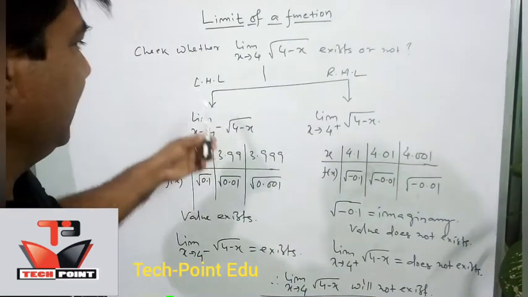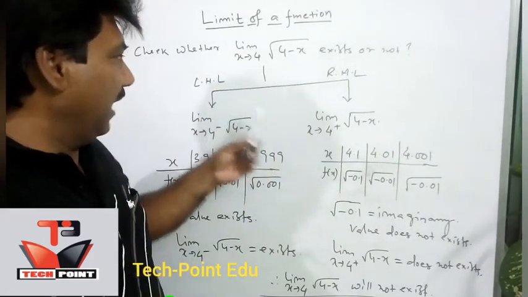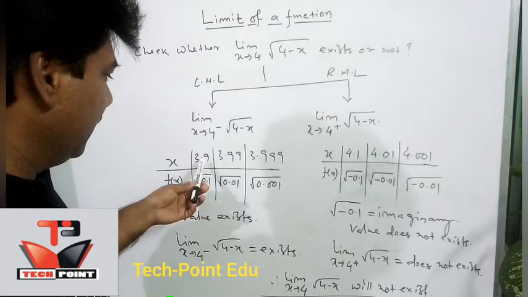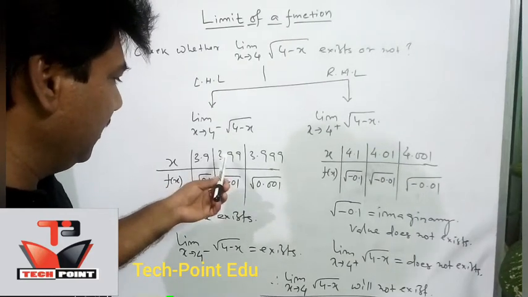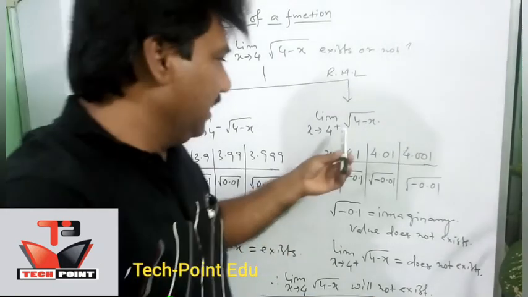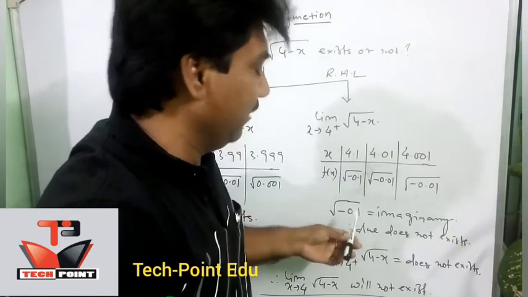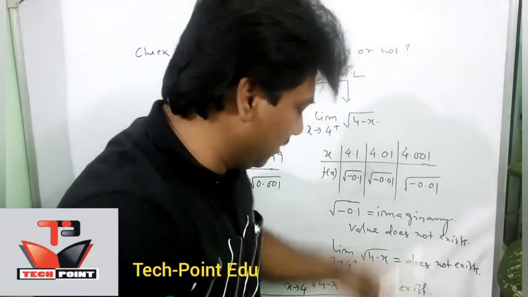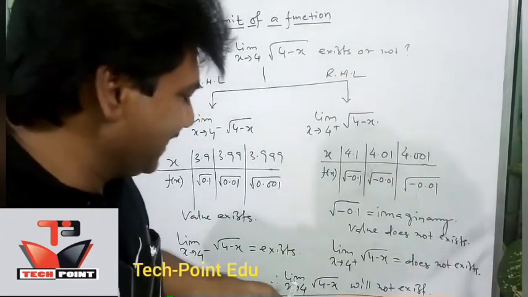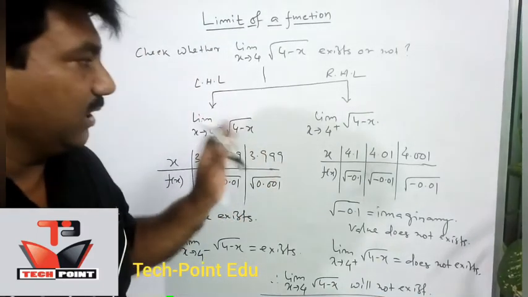Once again I am repeating: I have given the limit x tends to 4 of root under 4 minus x. I have divided it in two parts, one is the right hand limit, the other the left hand limit. For the left hand limit I have taken the values gradually decreasing, that means 3.9, 3.99, 3.999, in that way I have got the values, that means left hand limit exists. But in case of the right hand limit, when I am taking values, root under negative terms are coming, that means this is imaginary, that means the right part does not exist, and the left part exists but the right part does not exist. This proves that limit x tends to 4 of root under 4 minus x will not exist. I think you have understood the whole thing completely.